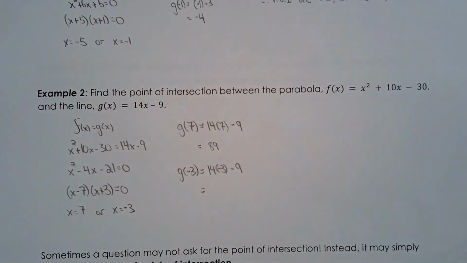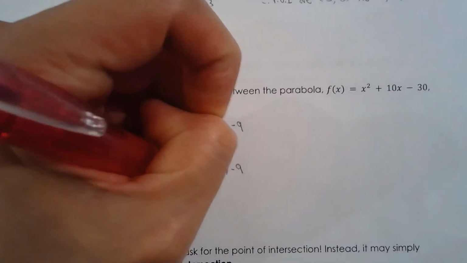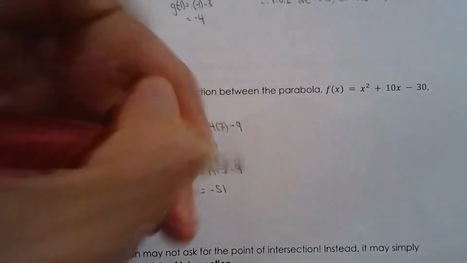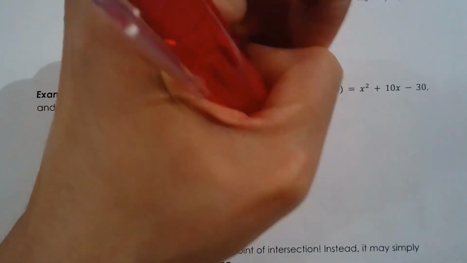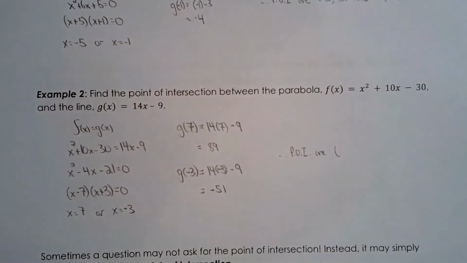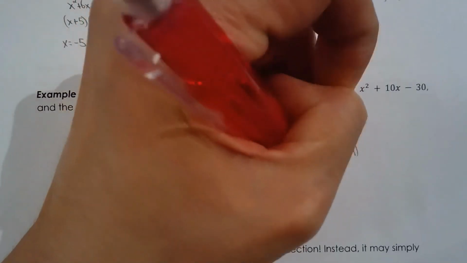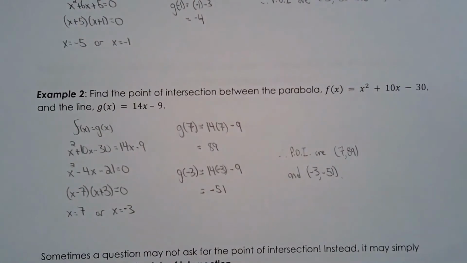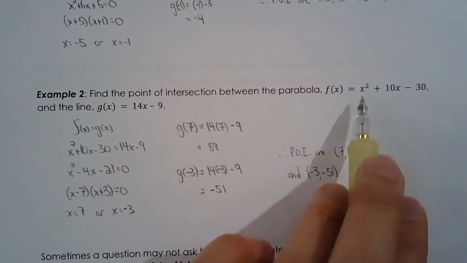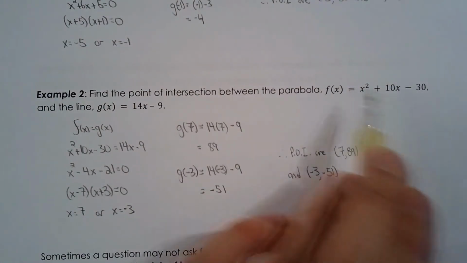Let's check that too. -51. Therefore, the points of intersection are (7, 89) and (-3, -51). One great way to check is to find f of 7 and f of -3.